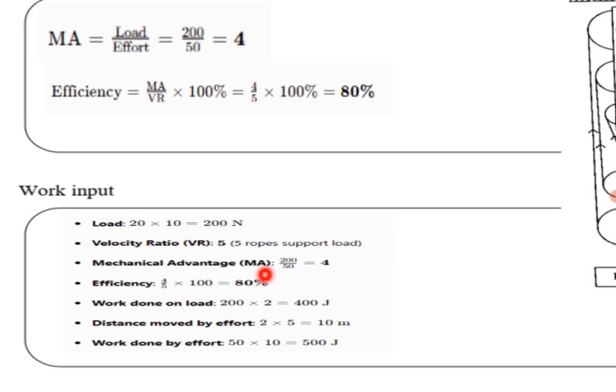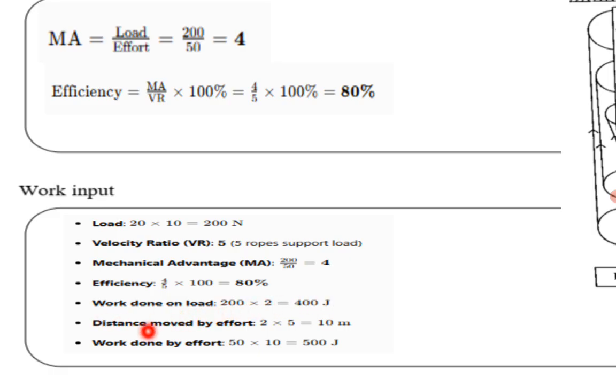And mechanical advantage is what we just worked out. Well, efficiency is 80%. So work done on load is going to be 200 times 2. Remember, the 2 is how high the load is lifted. So the work done on the load is 400 joules.